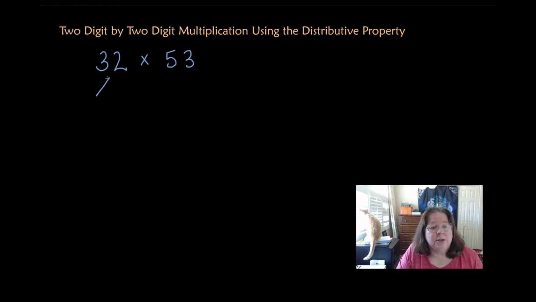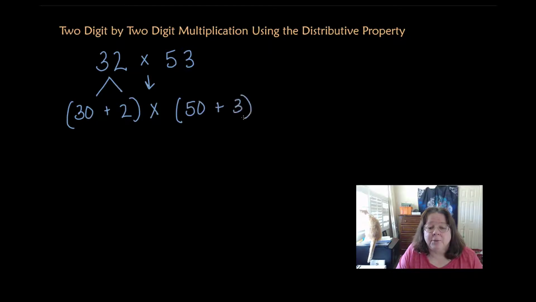For instance, 32 can break down into 30 plus 2. So we're looking at place value to break this down. Put that in parentheses. And then we have our multiplication sign. And 53 is 50 plus 3. Do you see how we broke that down by place value? We looked at the 3 in the ones place, the 5 in the tens place. 5 tens is 50.